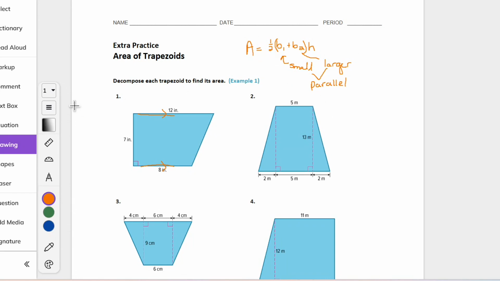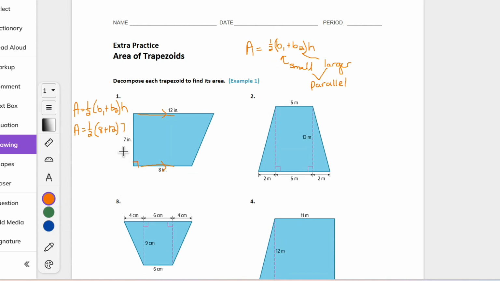This is the formula we're going to use. Area equals 1/2 base 1 plus base 2 times the height. So base 1 and base 2, my small one is 8, my large one is 12. So I have area equals 1/2 and then 8 plus 12 times the height. And the height again is perpendicular. So my height here is 7.